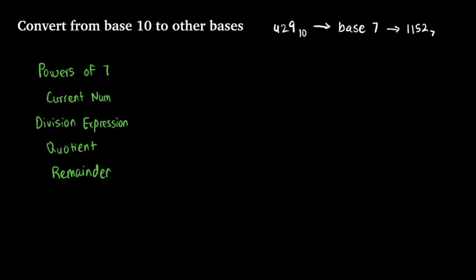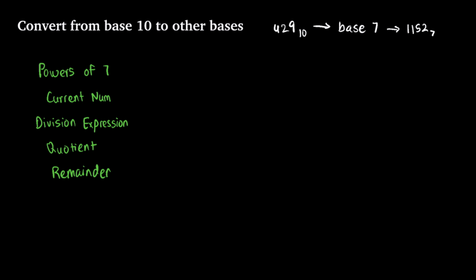So with the powers of 7, what we're going to do is keep dividing any particular number by the largest power of 7 that is less than that number. So for example, if we're starting with 429, we're going to divide that by the largest power of 7 that's below it. That's going to be 7 to the power of 3, which is 343. And once we divide that, we will get a certain quotient, and that quotient is going to be the digit for that place value. And then the remainder we get is going to be divided by the next largest power of 7 that's below it, which is, in this case, 7 squared, which is 49. And then we'll divide by 7 to the 1, which is 7, and then we'll divide by 7 to the 0, which is 1.